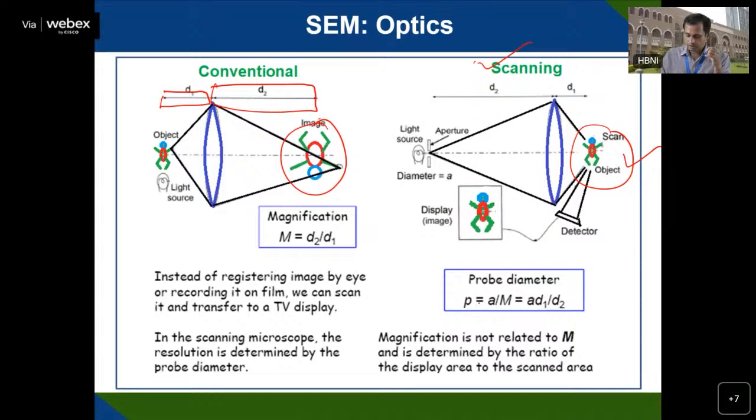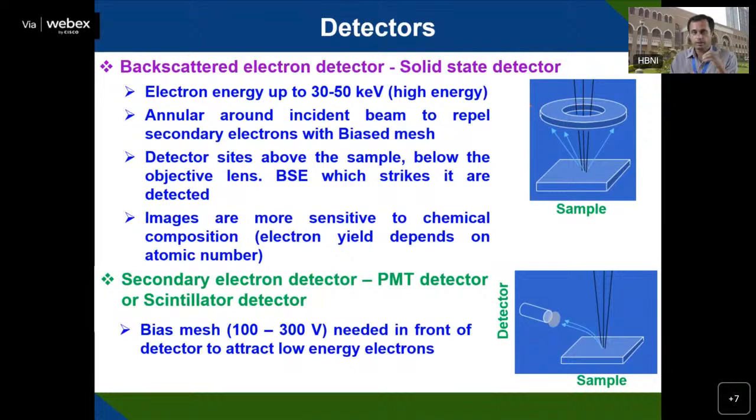Here the magnetic probe diameter mainly decides, whether a very narrow or large diameter, the image quality and resolution. So instead of registering the image by eye or recording it on film, we can see it on a TV or a screen display by using the scanning electron microscope. Its resolution is mainly decided by the probe diameter, how sharp the probe is. Like in FEG, it is quite sharp, so you are able to get better resolution images compared to a tungsten or LaB6 filament in the case of SEM.